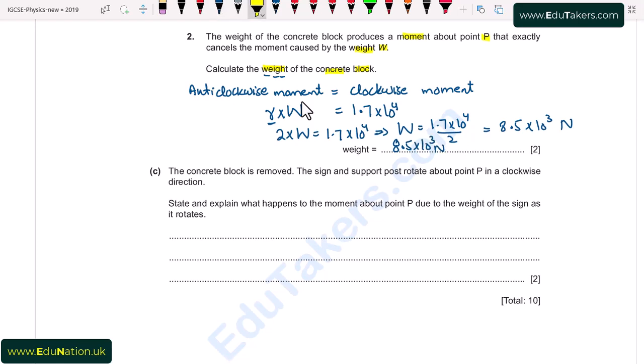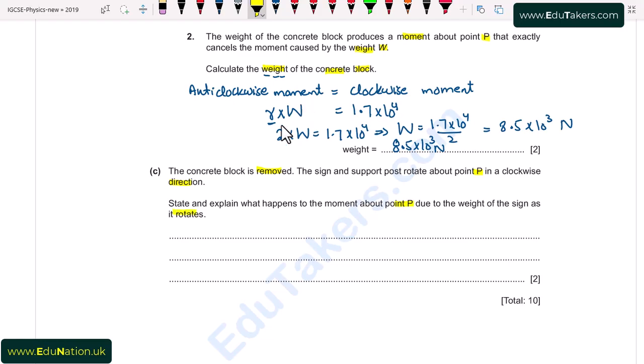Part C. The concrete block is removed. The sign and support post rotates about a pivot point P in a clockwise direction. So both the sign and support move in a clockwise direction when the concrete block is removed. State and explain what happened to the moment about point P due to the weight of the sign as it rotates.